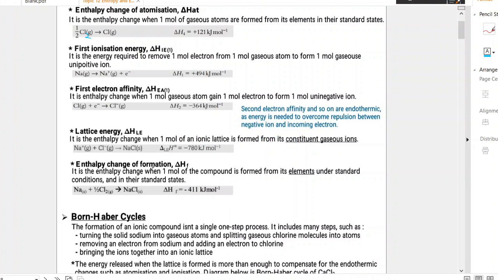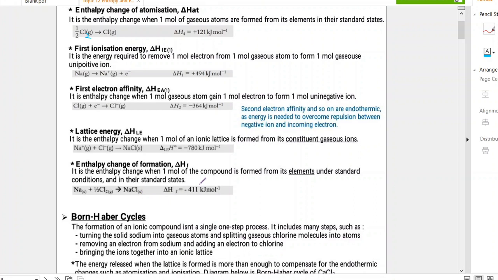Now, lastly, the enthalpy change of formation. It is the enthalpy change when 1 mole of a compound is formed from its elements under standard conditions in their standard states. Here it is 1 mole of a compound, which can be covalent or ionic, any compound, whereas in lattice energy it is 1 mole of an ionic lattice from constituent gaseous ions. So these are different definitions. So sodium, standard state solid, and half mole chlorine, standard state gaseous, form 1 mole sodium chloride ionic lattice, and this formation enthalpy in this case is exothermic.